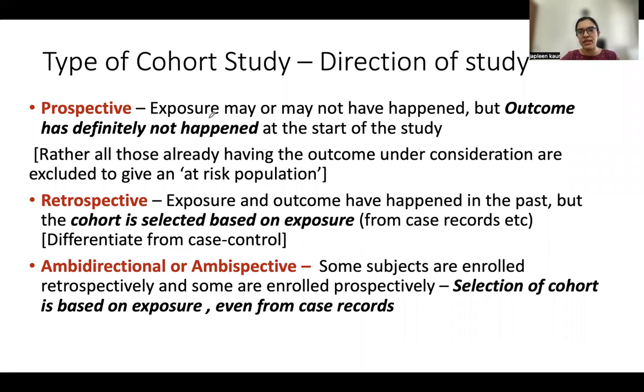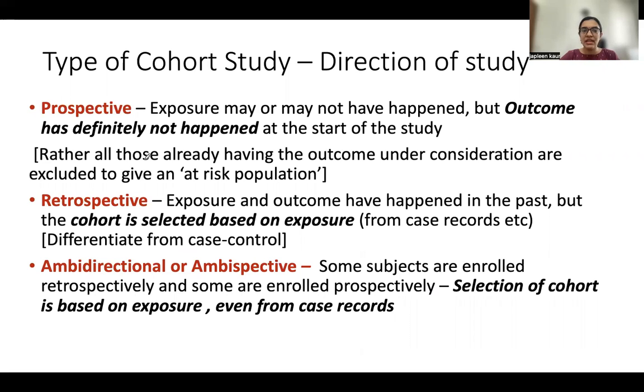So the first is prospective, right? Exposure may or may not have happened at the start of the study. We may take up subjects who are exposed later, or we may already take subjects who are exposed to a particular risk factor, but the outcome has definitely not occurred in them at the start of your study. Those having the outcome under consideration are excluded to give an at-risk population.